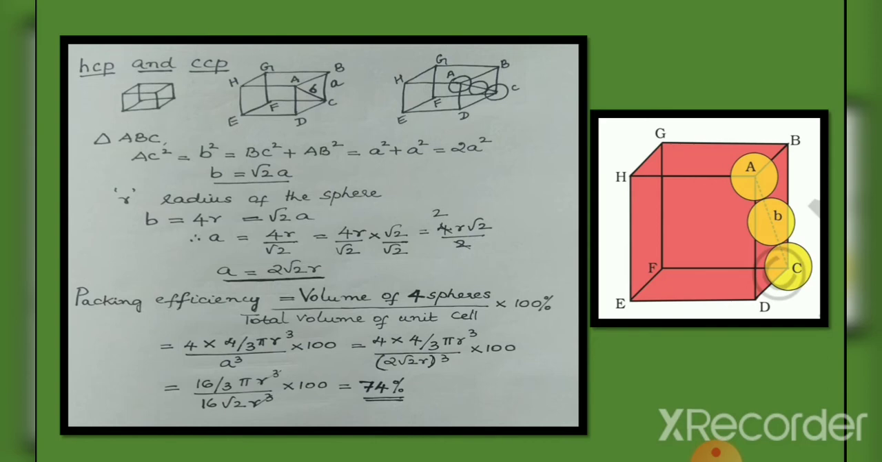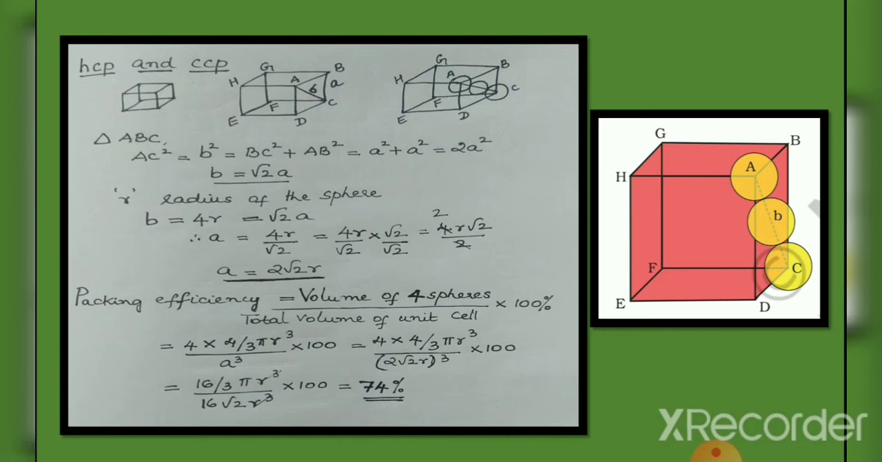Packing efficiency is equal to volume of spheres in the unit cell divided by total volume of the unit cell into 100. Since 4 spheres are present in the unit cell, in the numerator we should take the volume of 4 spheres. You know that the volume of one sphere is 4 by 3 pi r cubed. So the volume of 4 spheres will be 4 into 4 by 3 pi r cubed.